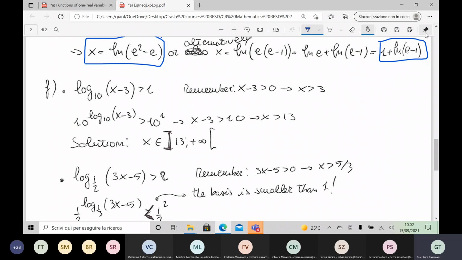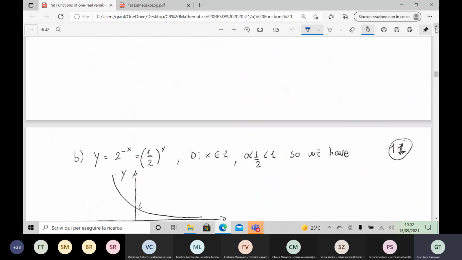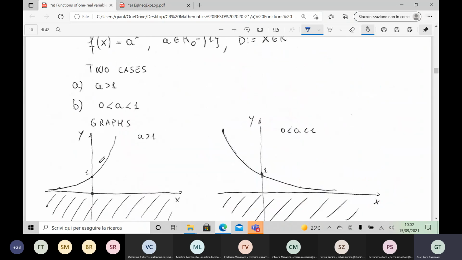Let me see. I explain again. I will not repeat all the steps because I think you must know. Again, in this case, suppose here you have x1 and here you have x2. Guys, this is the graph of the exponential function with basis greater than 1.